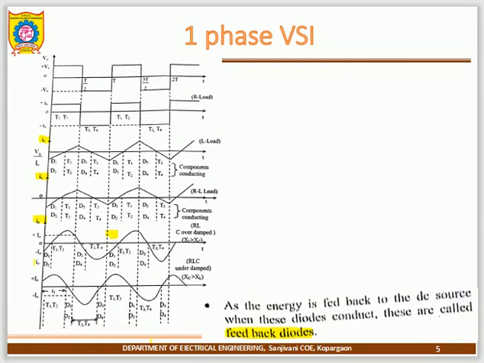The next one, when you go for the RL load. Here for the R load, I have shown the output voltage and output current. Then with the RL load, the output voltage is a square wave, and the output current is like this. It's a triangular type of current, rising and decreasing. In mode 1 it is increasing, in mode 2 decreasing. So this is the output current when you are using the RL inductive load.